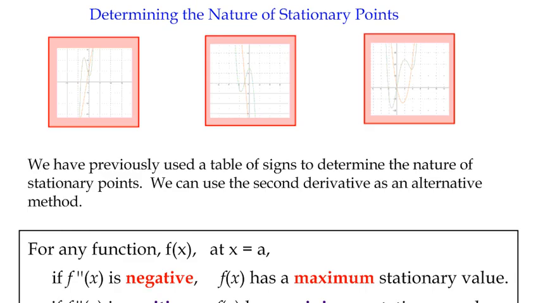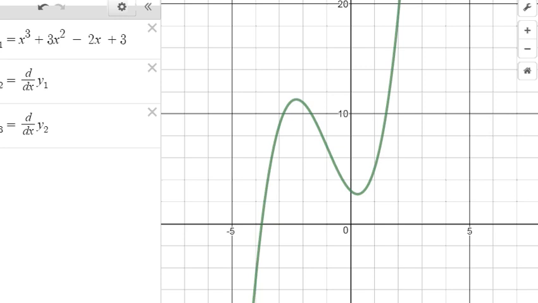So the first thing we're going to do is use Desmos to create this function here. It's a cubic function, the green curve, and it has two stationary points. It has one maximum stationary point and one minimum stationary point. What I want to do is to introduce into the graph the derivative function of that, or the derivative value.